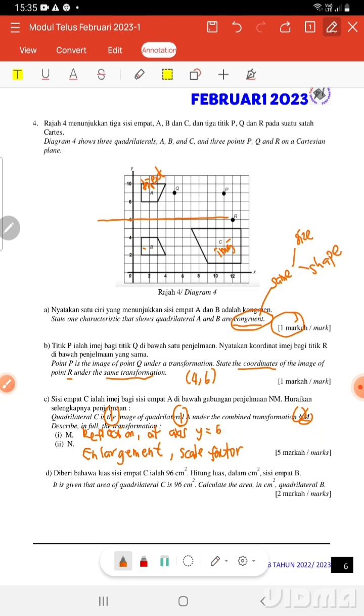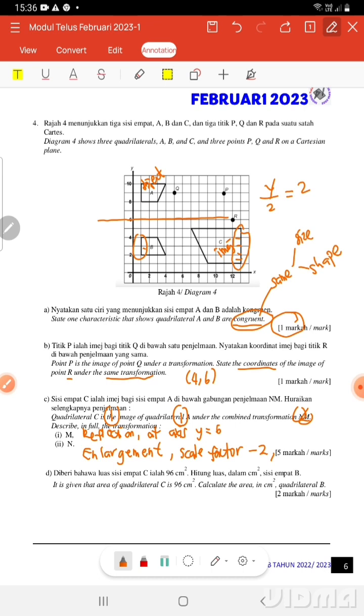How to find your scale factor? Same as usual. Take the easiest one. Let me take this one. So 4, and then this one is 2. So 4 divided by 2 is equal to 2. So scale factor, because it is bigger on the other side, must put negative. So scale factor negative 2. If you don't put negative, then it's wrong.